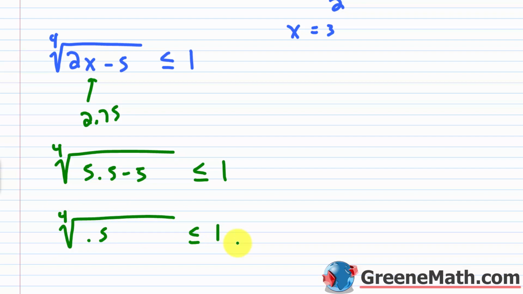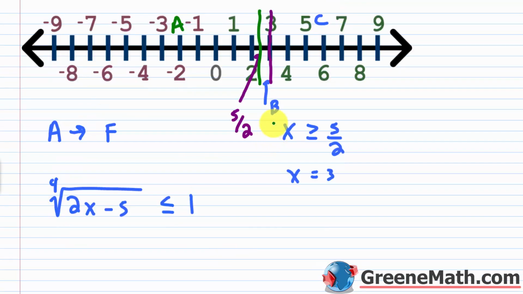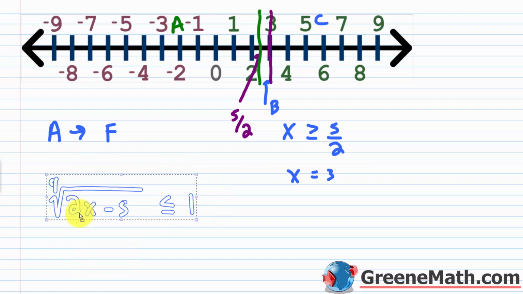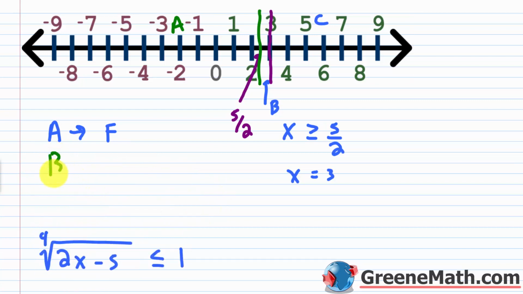Now, if I took the 4th root of 0.5, I could approximate that to be about 0.84, which is less than 1, so that would be a true statement. Let me erase everything, and I'm going to say that things in interval B work. Let me slide this down just a little bit, and I'll put interval B right here and say that's true. So anything between 5/2 and 3, including both.